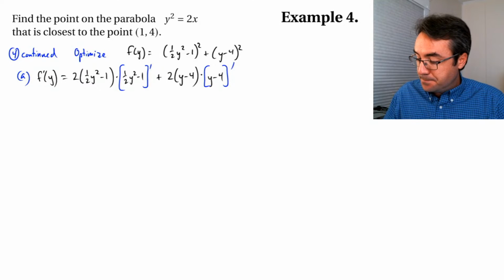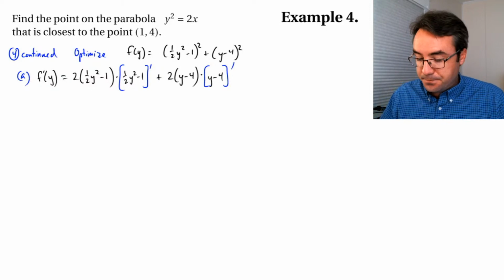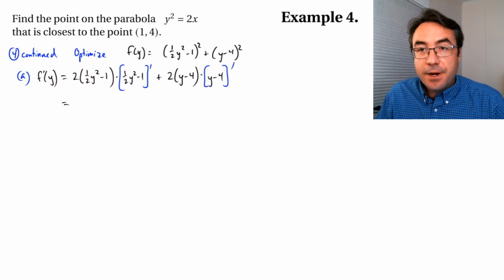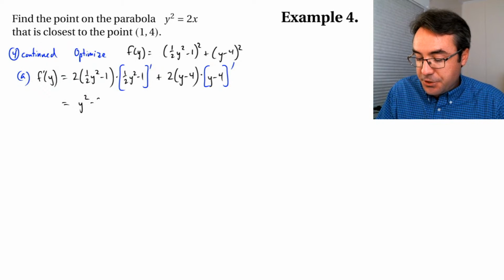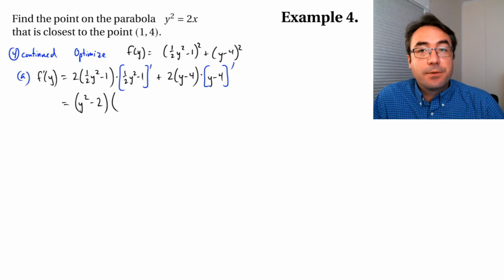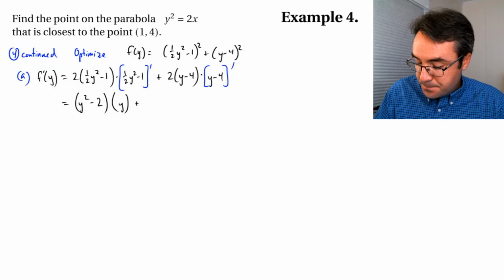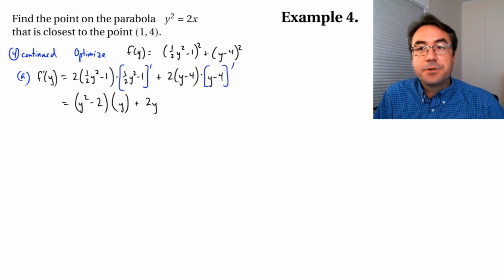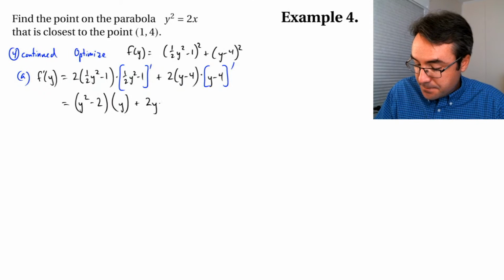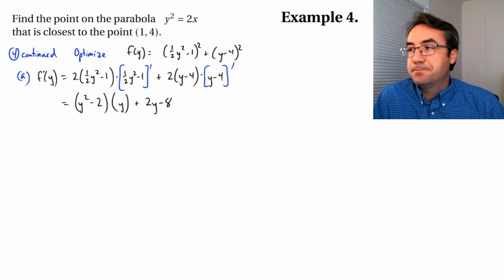Keep differentiating, and we'll simplify as we go. So the 2, if we distribute the 2 there, we end up with y squared minus 2. And then differentiating the 1/2 y squared minus 1, we end up with just y. And then we'll distribute that other 2, so we get 2y minus 8. And then the derivative of y minus 4 is just 1, so we won't write the multiplication by 1.